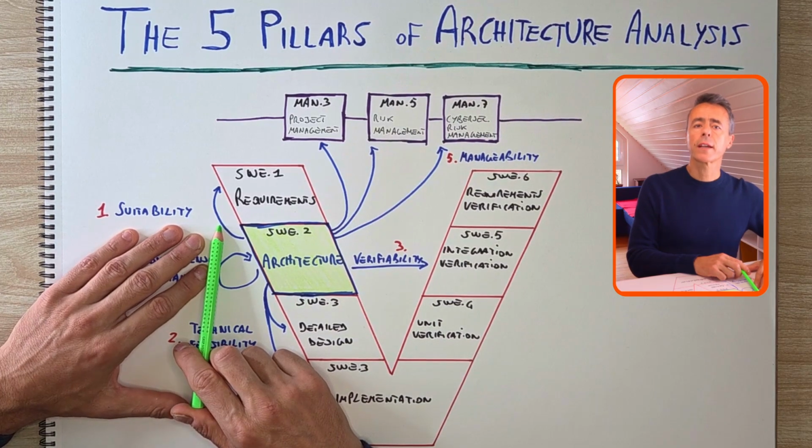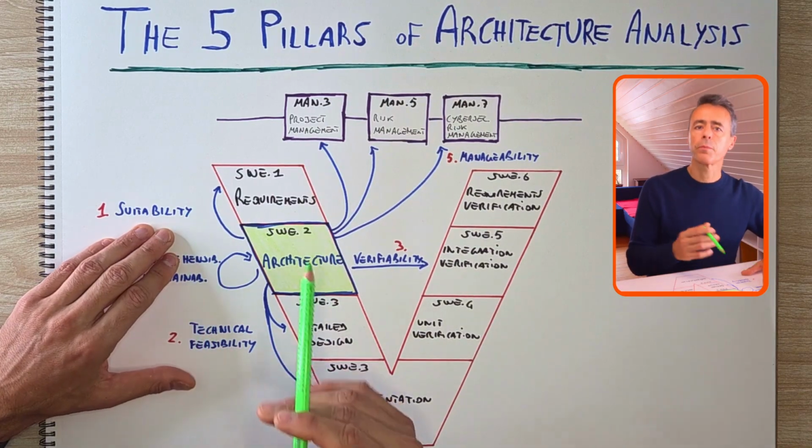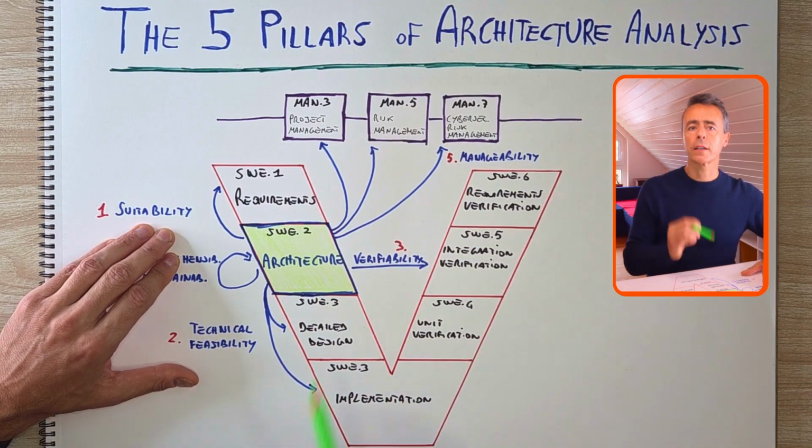The first target of an architectural analysis is to ensure suitability. From the architecture, we look upwards in the V model toward the requirements. The key question is simple. Is this the right architecture to meet the requirements?